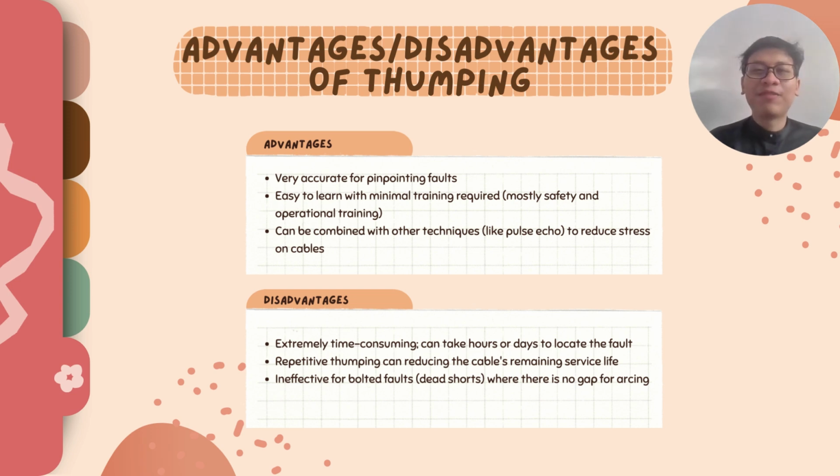For the advantages of thumping, the first is that it is very accurate for pinpointing the fault. The second is that it is easy to learn with minimal training required, mostly safety and operational training. The last is that it can be combined with other techniques like pulse echo to reduce stress on cables. For the disadvantages, the first is that it is extremely time consuming and can take hours or days to locate the fault. The second is that repetitive thumping can reduce the cable's remaining service life. And the last is that it is ineffective for bolted faults, that is shorts where there is no gap for arcing.